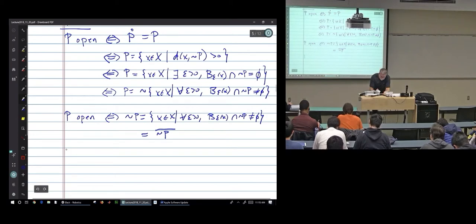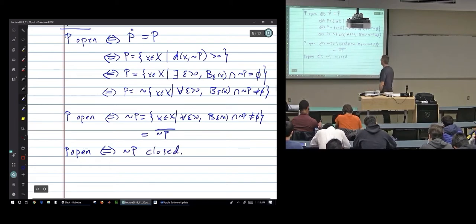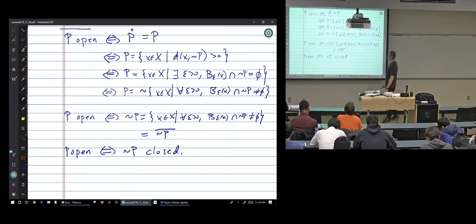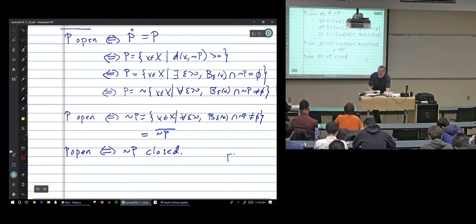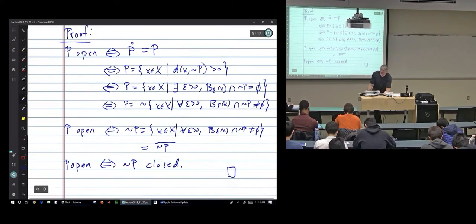So P is open if and only if the complement of P is closed. The complement of P is equal to its closure. Ta-da! So that's our big result on open sets and closed sets.